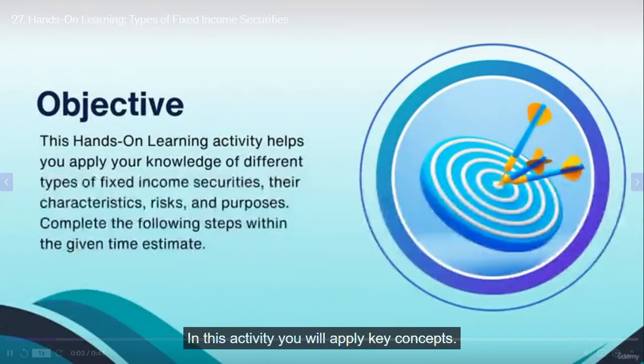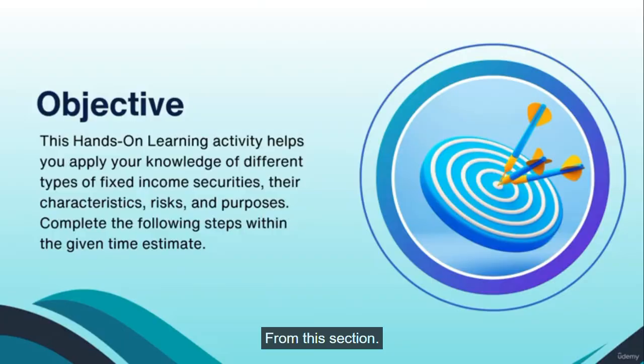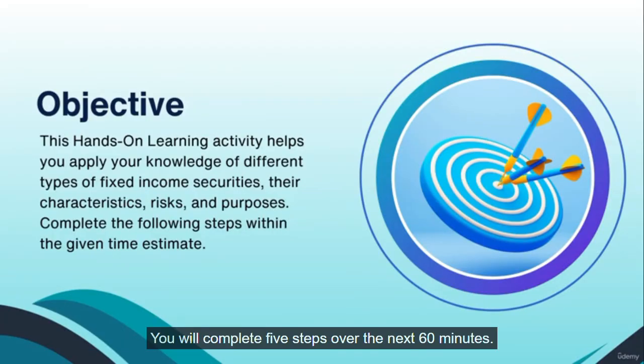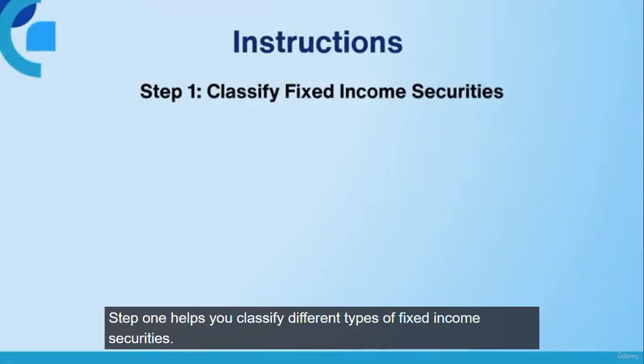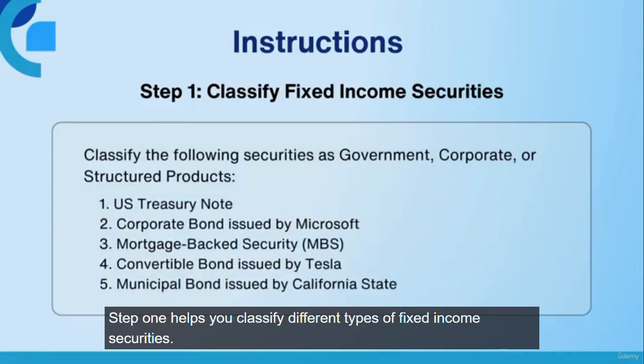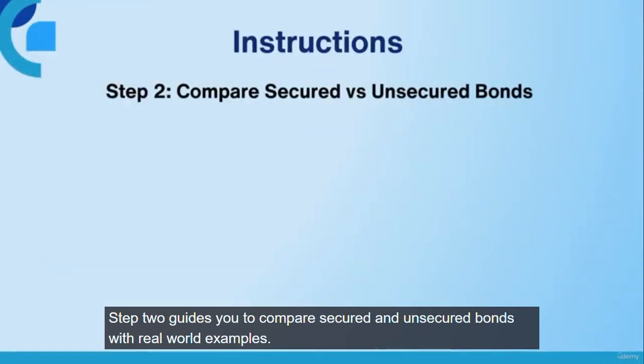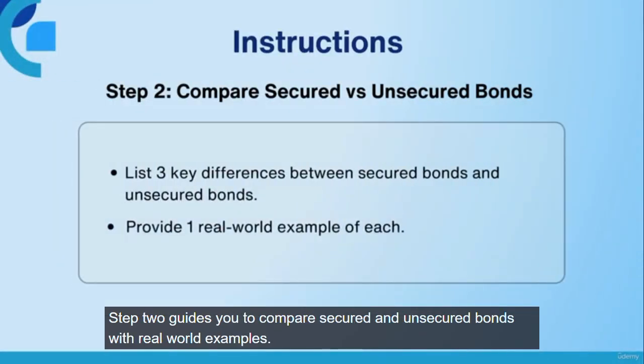In this activity, you will apply key concepts from this section. You will complete 5 steps over the next 60 minutes. Step 1 helps you classify different types of fixed income securities. Step 2 guides you to compare secured and unsecured bonds with real-world examples.